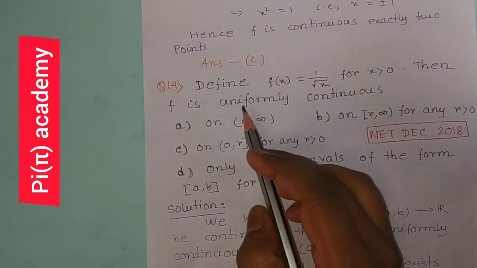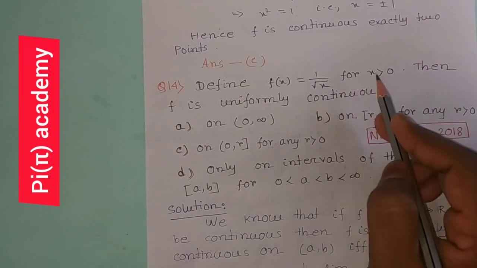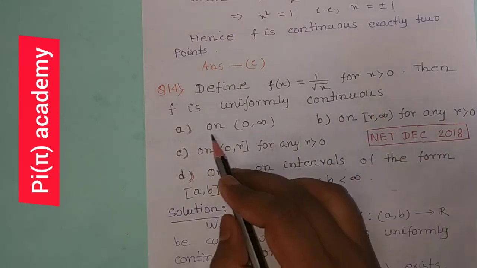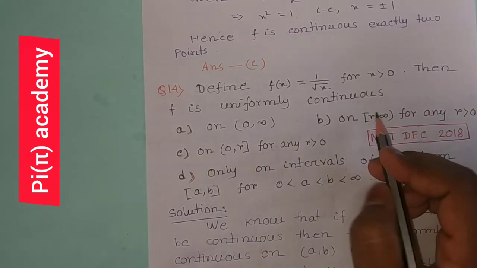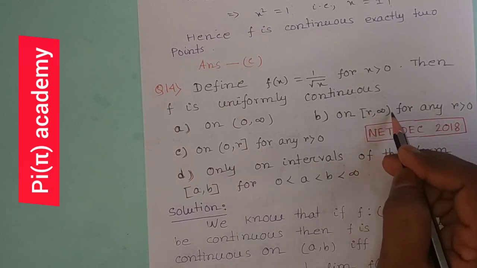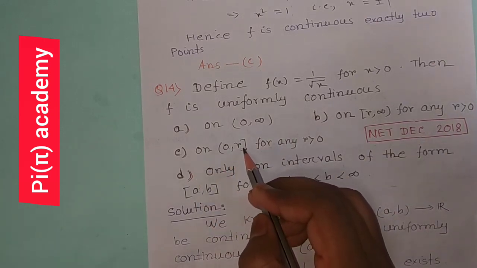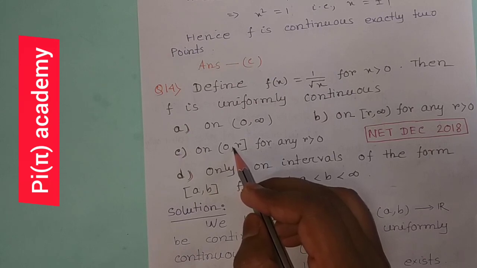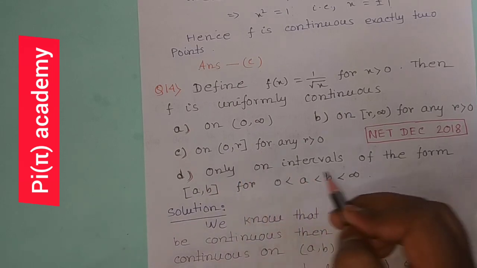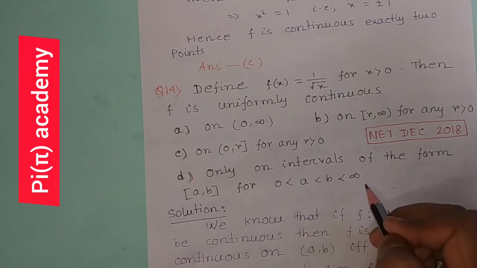Question number 14. Define f(x) equals 1 divided by root x for x greater than 0. Then f is uniformly continuous on option A, 0 to infinity, or B, on [r, infinity) for any r greater than 0, option C, on (0, r) for any r greater than 0, or option D, only on intervals of the form (a, b) for 0 less than a less than b less than infinity.